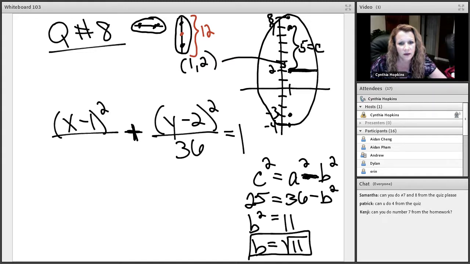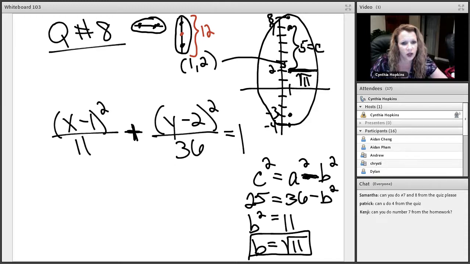So if that distance is the square root of 11, underneath the quantity, I want to put the square of that, and so it's 11. And so there's my equation.